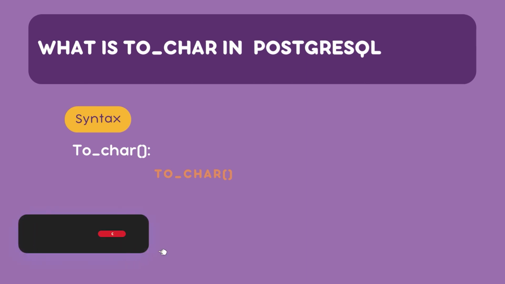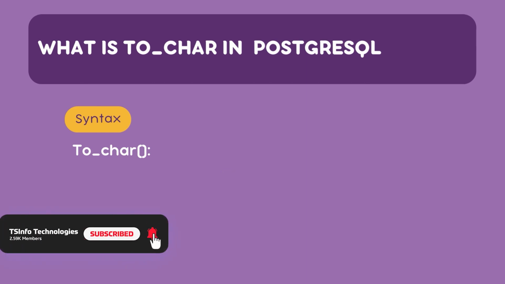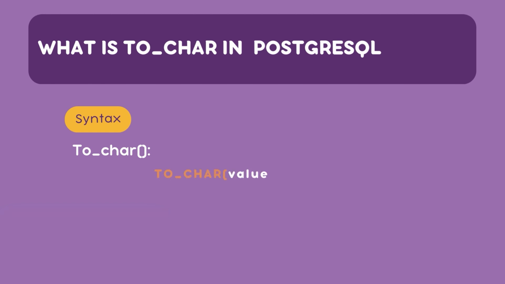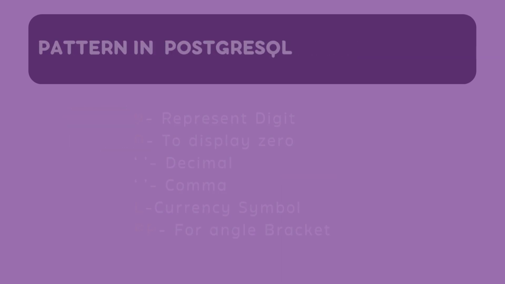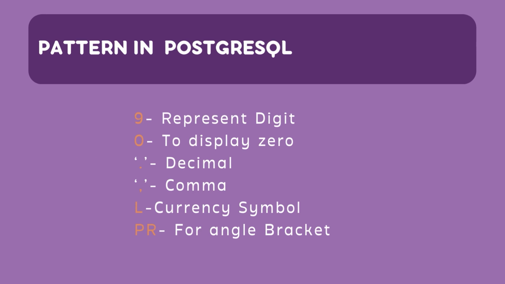The syntax of the to_char function is as follows, which accepts two parameters, the value and the format. The value is the number or date that you want to format, and format is a string that specifies the format to be used. When using the to_char function for number formatting, you can use a variety of patterns or formats, such as 9, which represents a number. If the number has fewer digits than there are 9s in the format, the extra 9s are ignored.